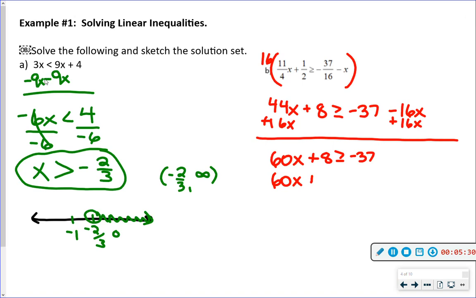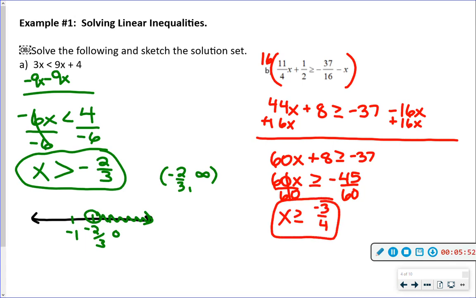Greater than or equal to, that's supposed to be, not my sloppy handwriting. And then of course let's divide by 60. Okay, no need to reverse the symbol because you divided by positive 60. And I just reduced this earlier, it's negative 3/4.